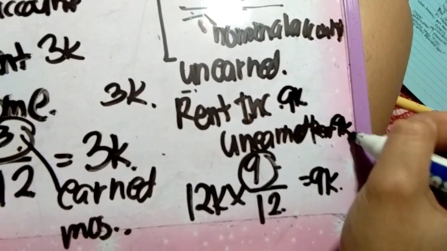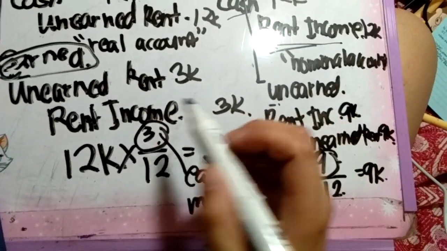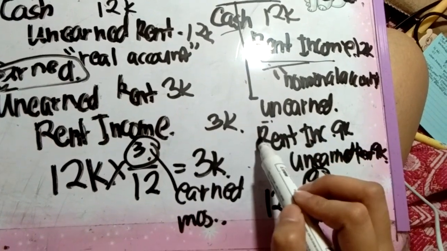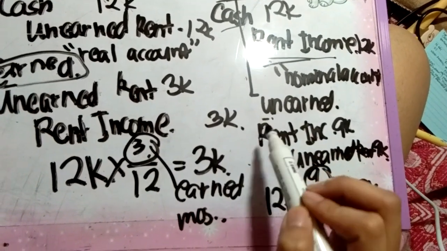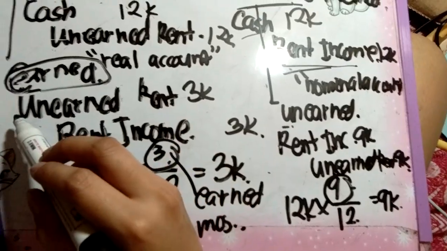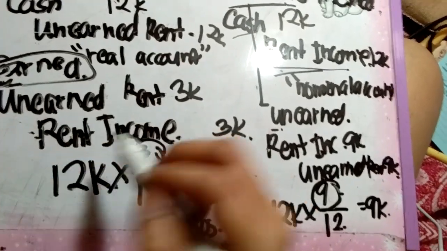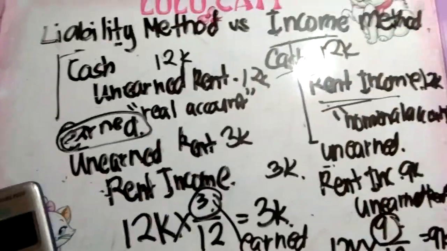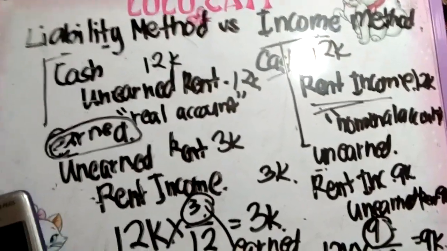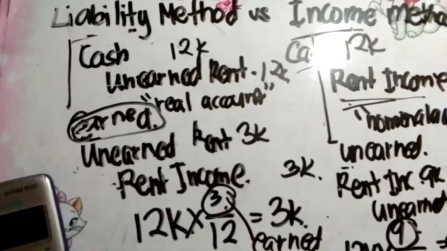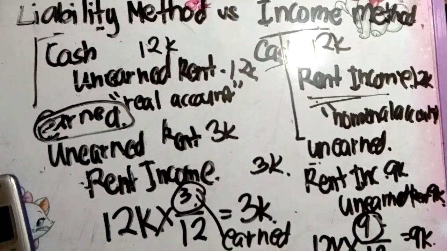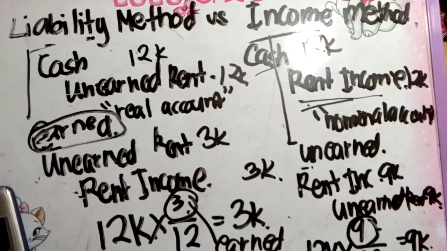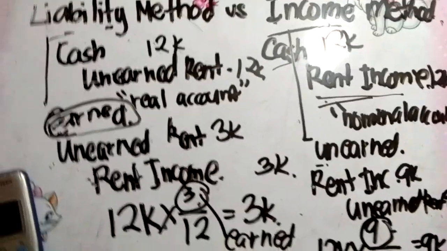This should be 9K. So if you're going to see the adjustment entries of both this and this, okay, they are different. But sometimes people are confused with those two. So yes, that's the liability method and income method. You really need to know this basics to answer questions such as what's the reversing entry, what's the journal entry on this particular problem.